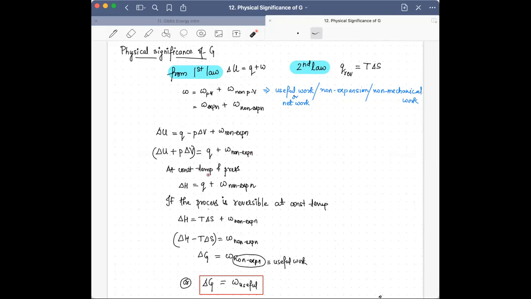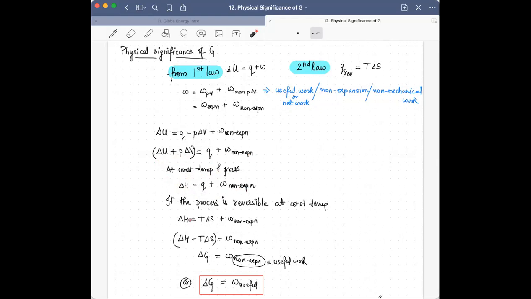At constant temperature and pressure, if you have gone through the previous videos, you know that delta U plus P delta V is nothing but equal to delta H. So it becomes delta H, which is equal to Q plus work of non-expansion.